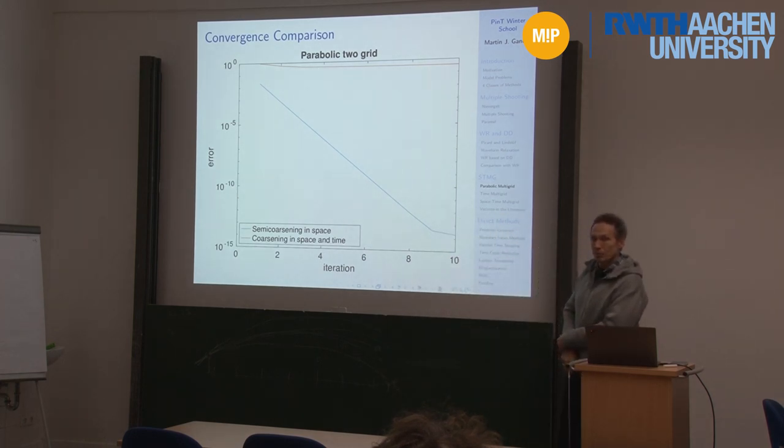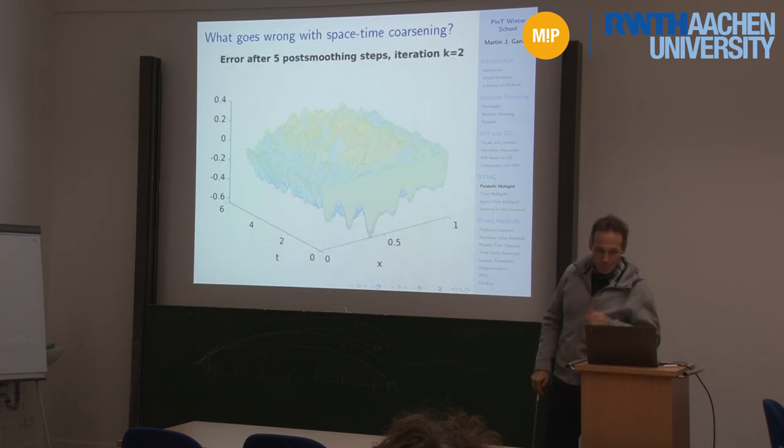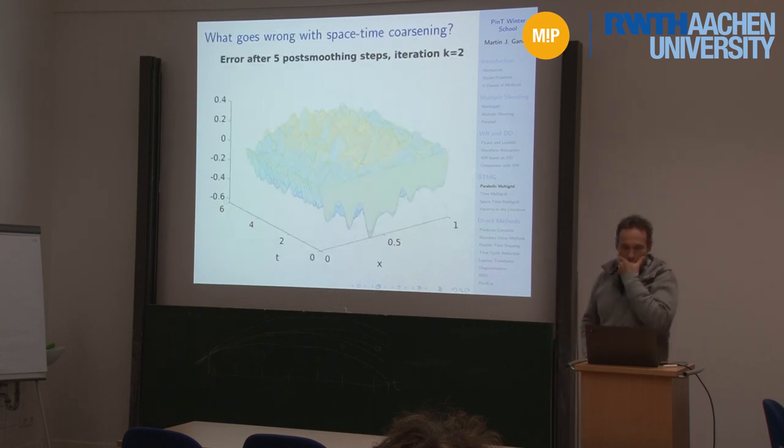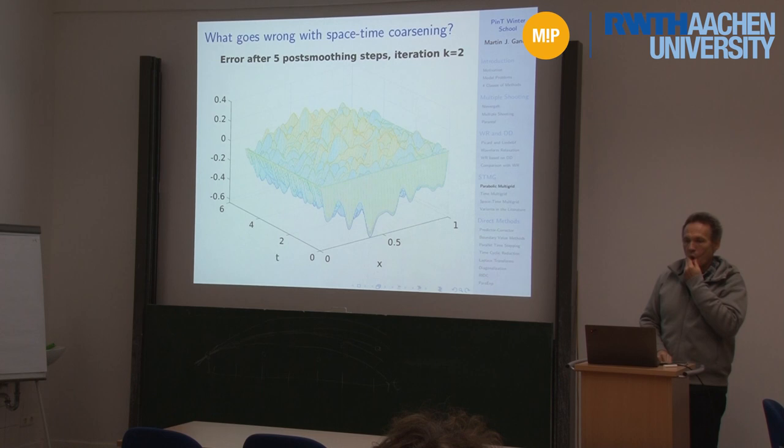So this method has a fundamental flaw. It's not yet a good multigrid method. You cannot use it generically for a parabolic problem. So what's wrong with the space-time coarsening?